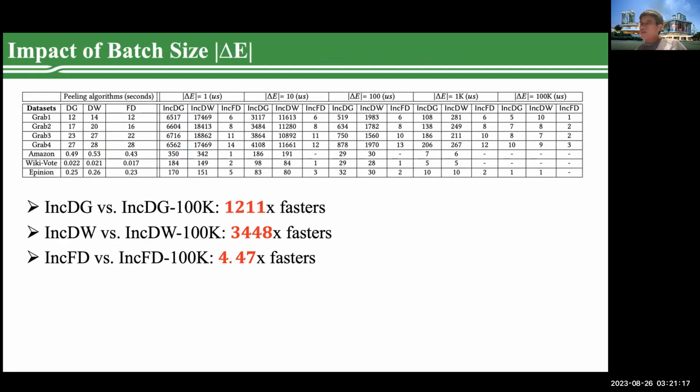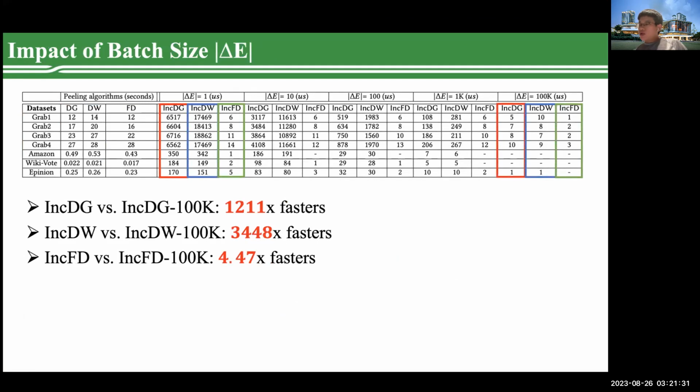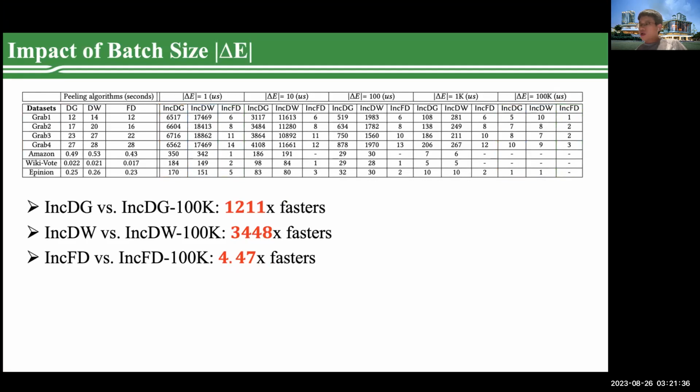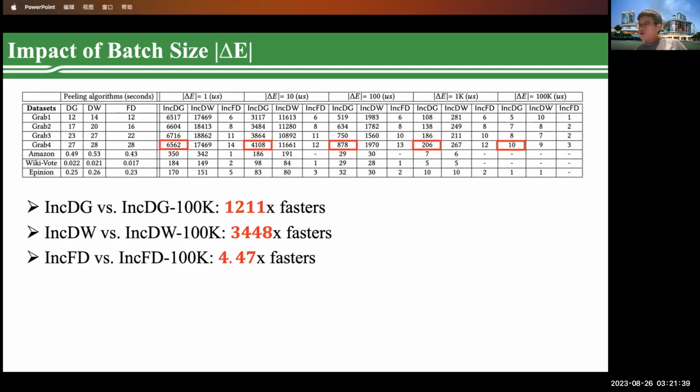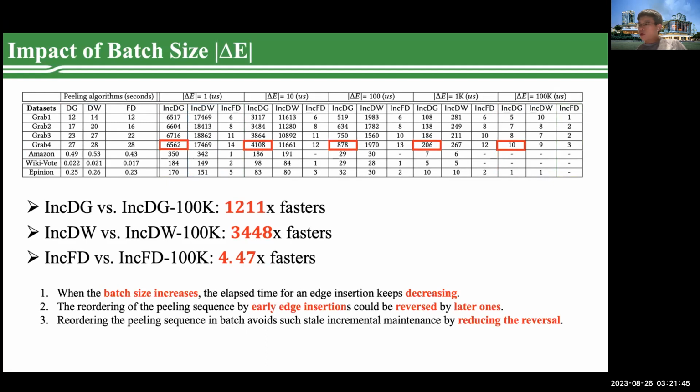Now let's explore the impact of varying batch size delta E. ENC-DG 100K is 1,000 times faster than ENC-DG. ENC-DW and ENC-FD have similar performance improvement. As we increase the batch size delta E, we observe a consistent trend across these algorithms. The running time for an edge insertion decreases. An important insight emerged regarding the reordering of the peeling sequence by early edge insertion and the potential reversal by later ones. By reordering the peeling sequence in batch, we reduce the probability of such reversal.